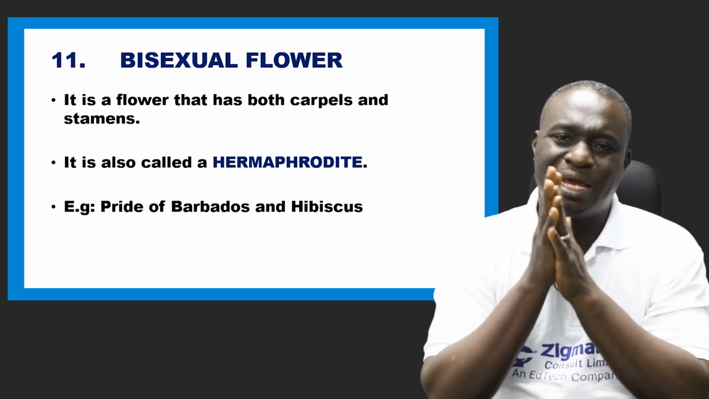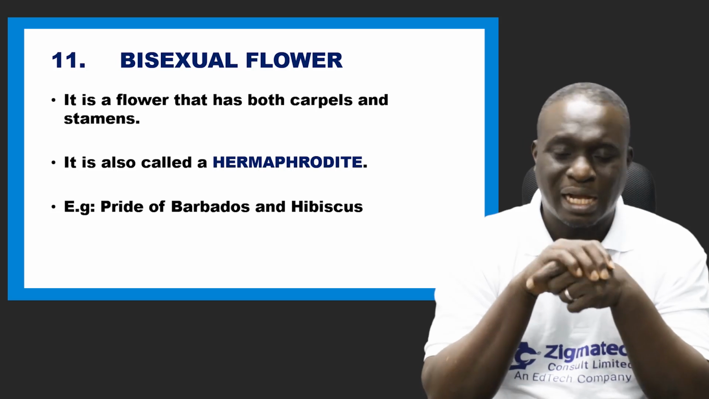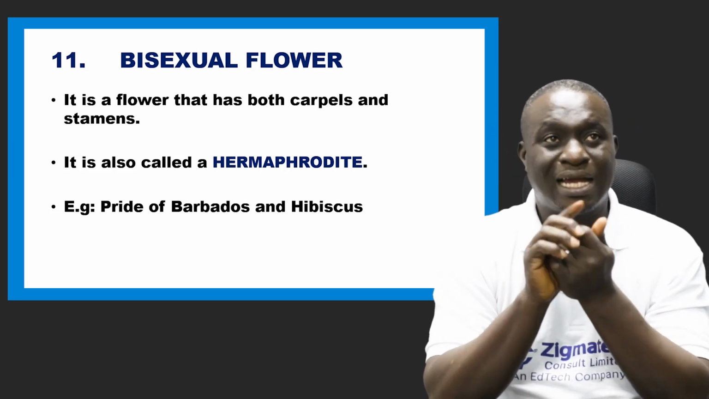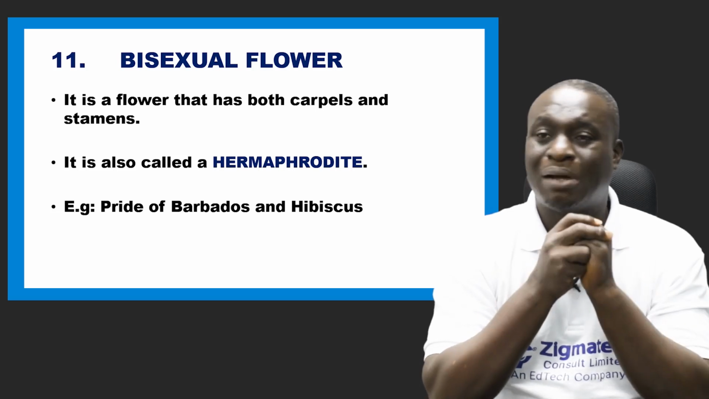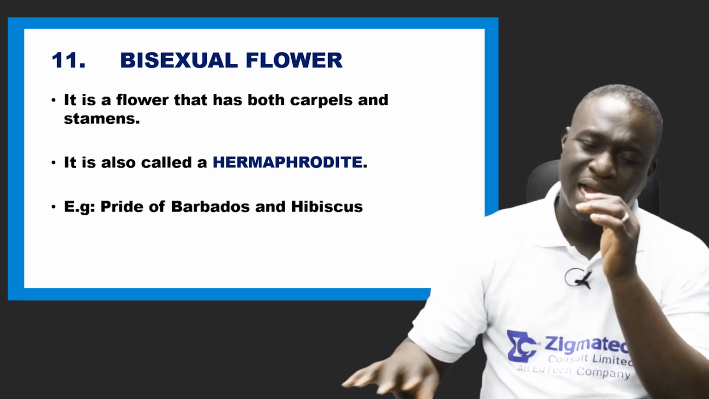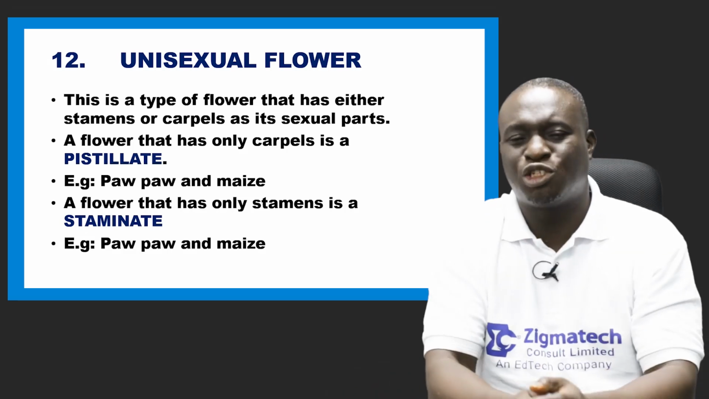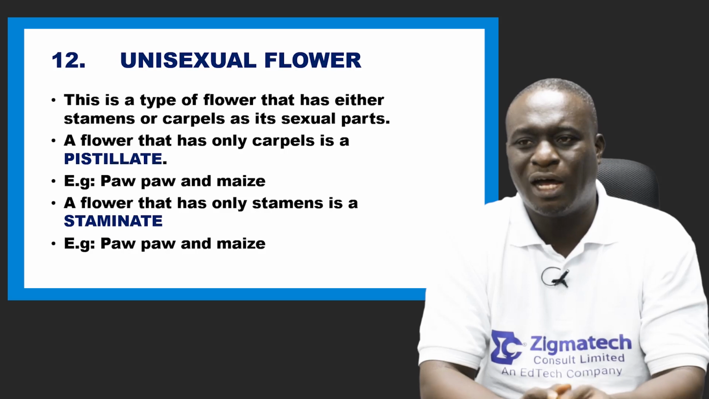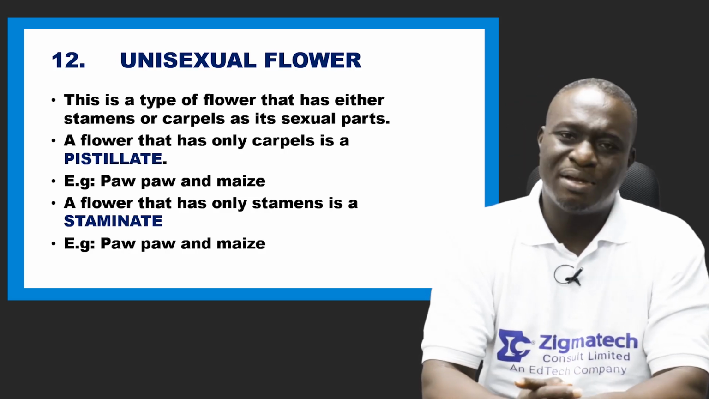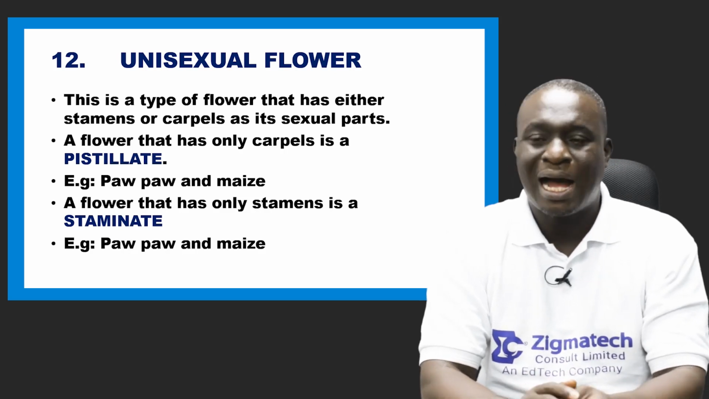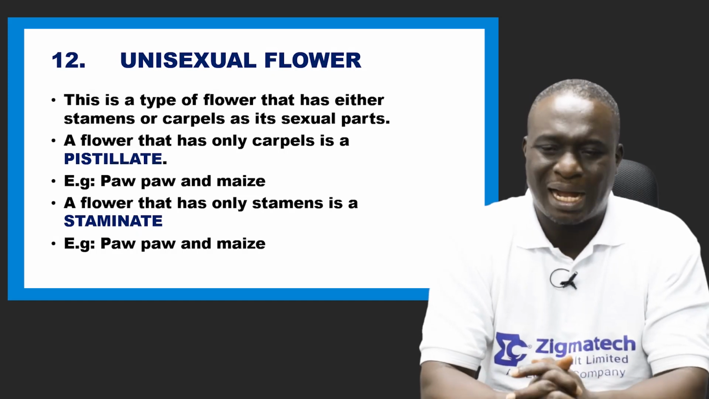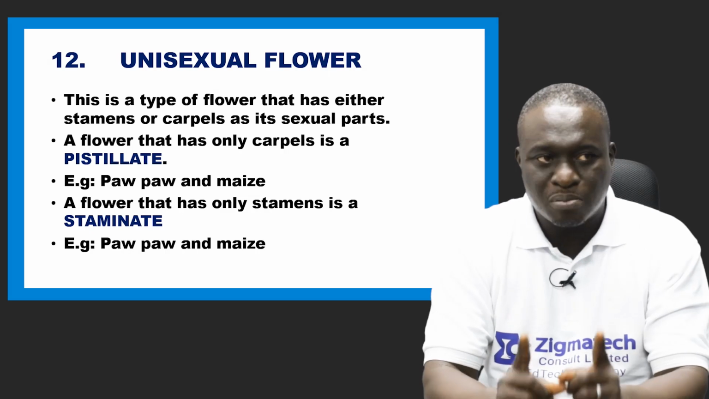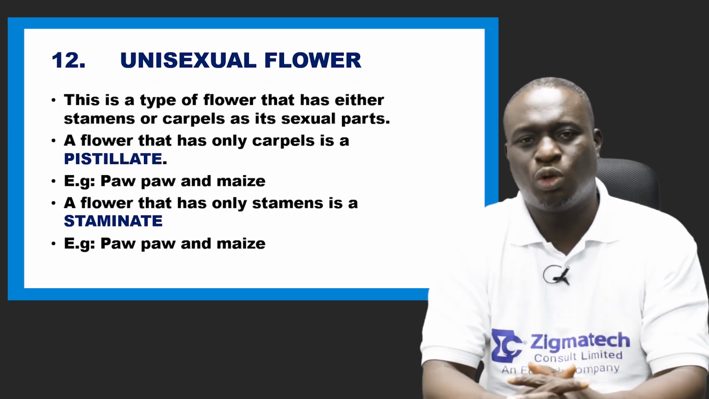We also have the hibiscus flower. The hibiscus flower, Pride of Barbados, these are all examples of bisexual flower. And then also we have the unisexual flower. Unisexual flower is actually a type of flower that has either stamens or carpels as its sexual parts. It has a stamen or it has a carpel, not both, but one, as its sexual part.